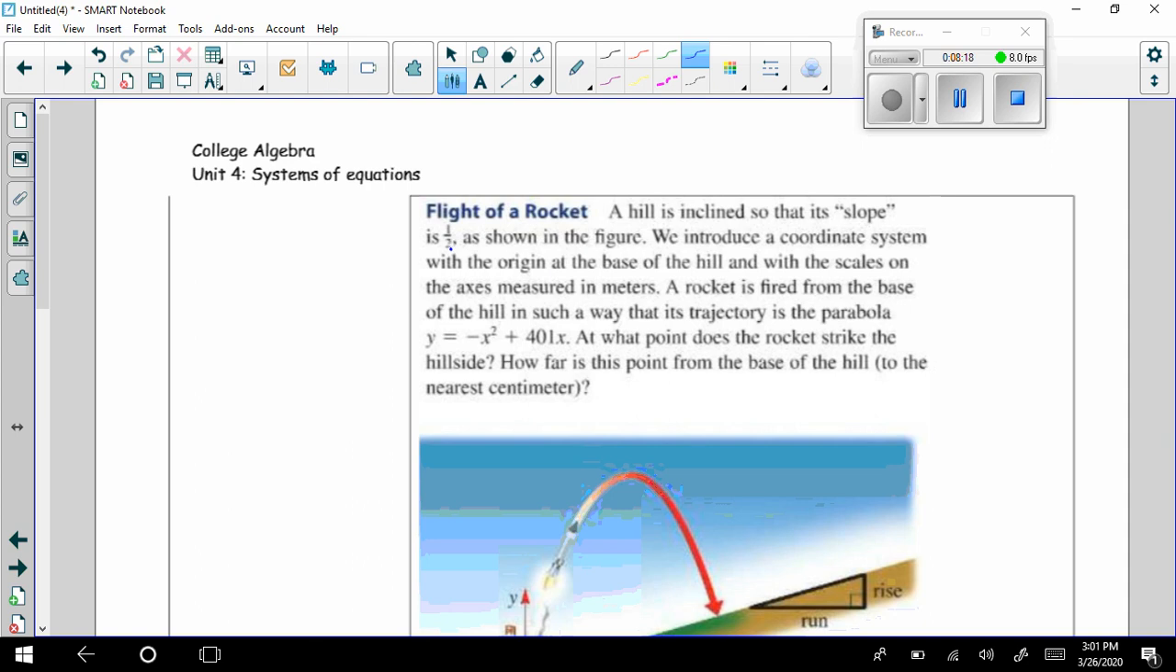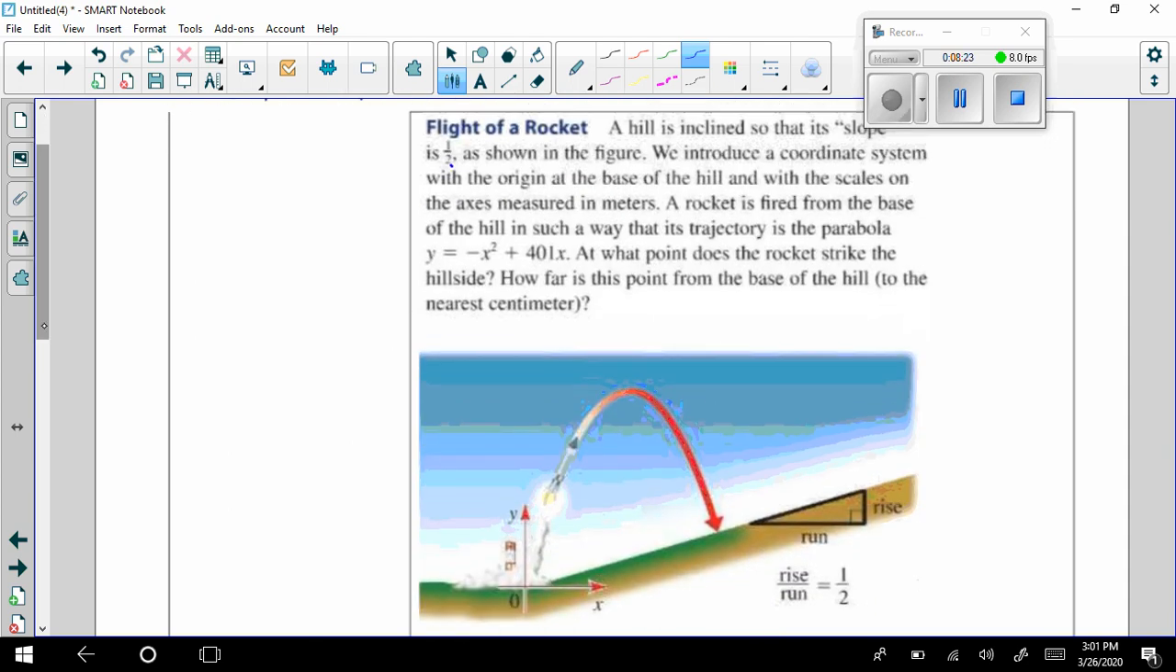A hill is inclined, so it has a slope of 1/2, as shown in the figure below. So the rise over your run is 1/2. We introduce the coordinate system with the origin at the base of the hill and with scales on the axes measured in meters. So meters high, meters far. A rocket is fired from the base of the hill in such a way that its trajectory, its path, is a parabola. And this is the equation.